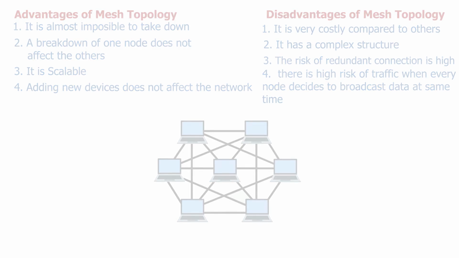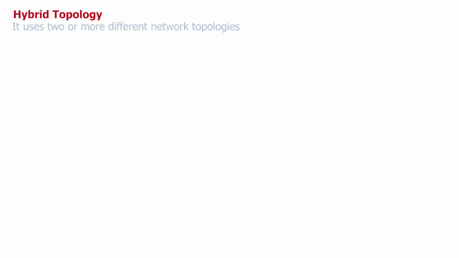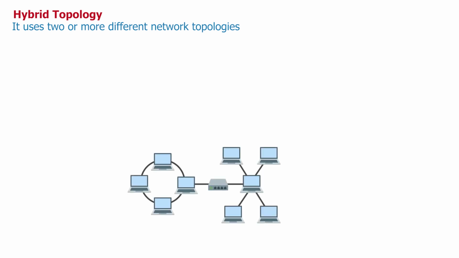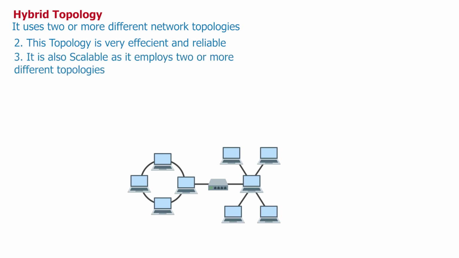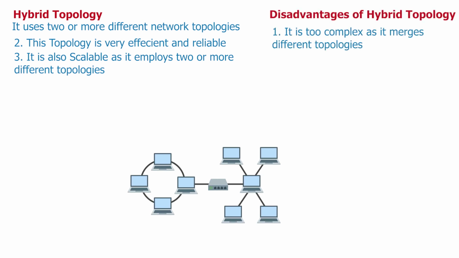The next topology to know is hybrid topology. This is a type of topology that uses two or more different network topologies. In this example, we have a ring topology connected to a star topology. This topology is very efficient and reliable. It is also scalable as it employs two or more different topologies. However, this topology can be too complex as it merges different topologies. It is also expensive to establish this topology.